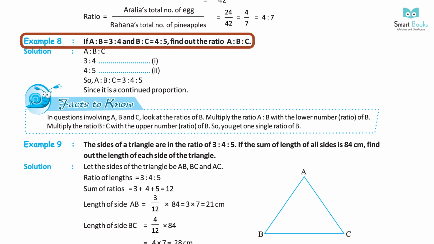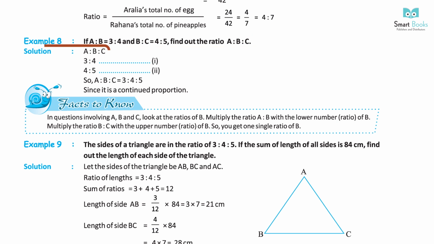Example 8. If A:B equals 3:4 and B:C equals 4:5, find out the ratio A:B:C. Solution. A:B is 3:4, first statement. B:C is 4:5, second statement. So, A:B:C equals 3:4:5 since it is a continued proportion.